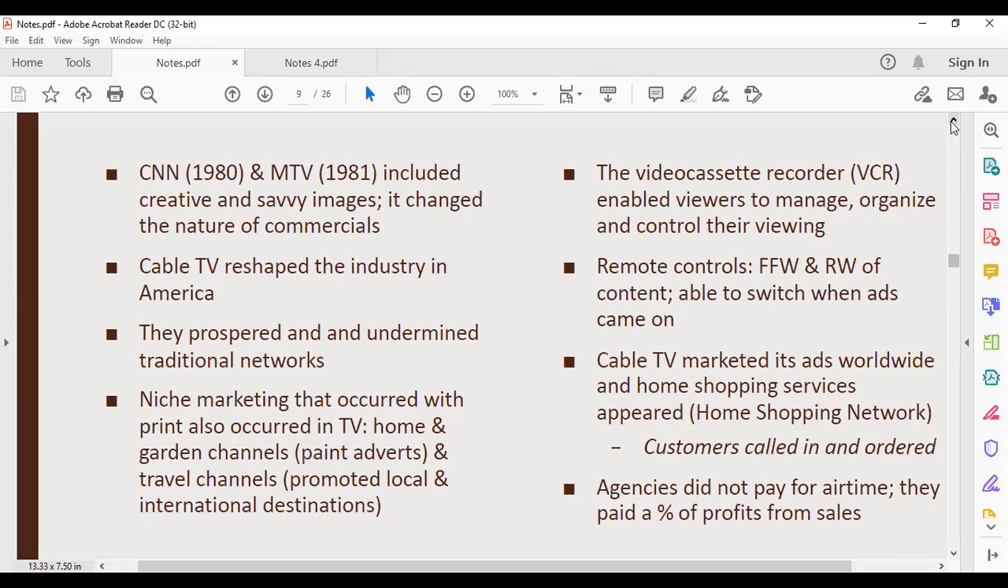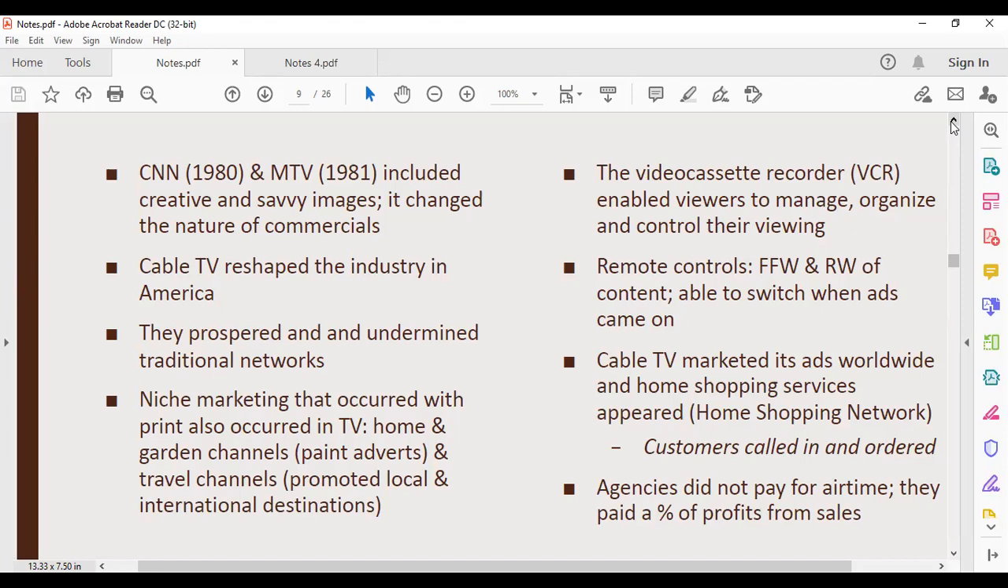With the video cassette, you were able to record any program being aired on television. You put a cassette in and it will record. Then the remote controls came. With the remote control, we all know remote controls now, you're able to switch on and off and change the channel. The cable TV marketed its advertisements worldwide, and home shopping services appeared.